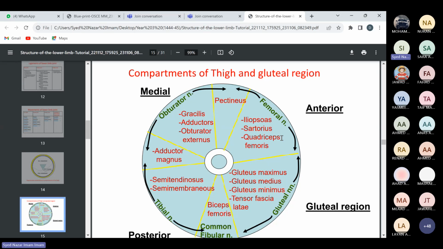Now the three vasti take origin from the femur, and their insertion is on the patella. First on the patella, and then from the patella they form a ligament called the patellar ligament, and finally to the tibial tuberosity. This is the most important muscle of the lower limb, please. Quadriceps femoris. What are the components of the quadriceps femoris? We have four muscles: rectus femoris and three vasti: vastus lateralis, medialis, and intermedius.